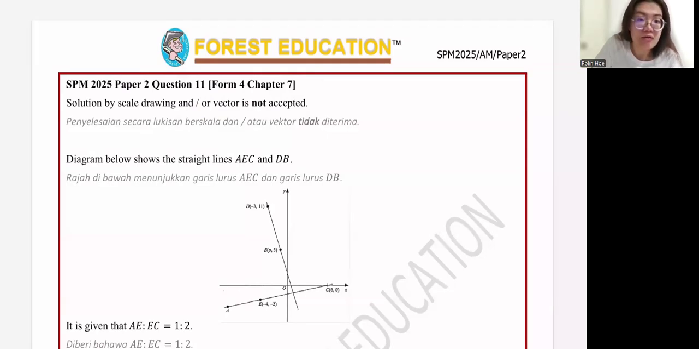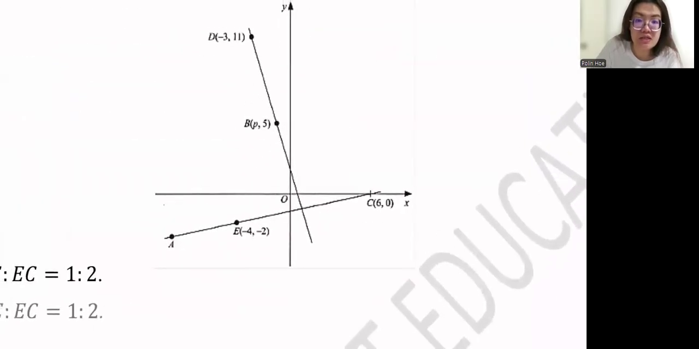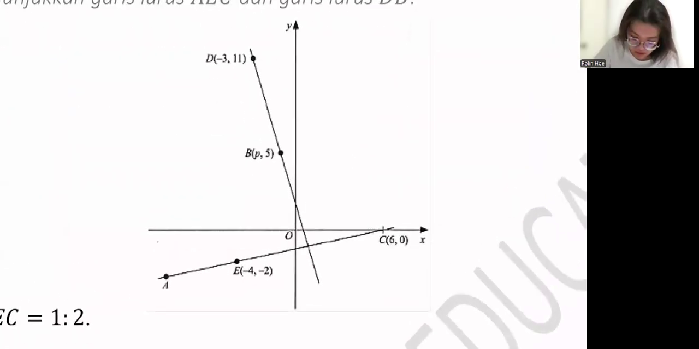Let's see this one. Diagram below shows straight lines AEC. Find out where is AEC. Look at your diagram carefully, AEC, and also DB. So two straight lines. After that, given that AE to EC is equals to 1 to 2.